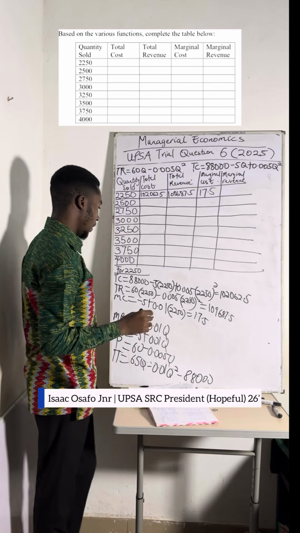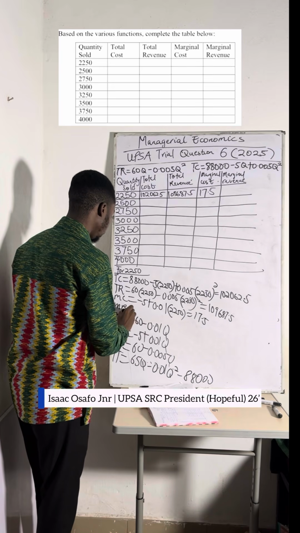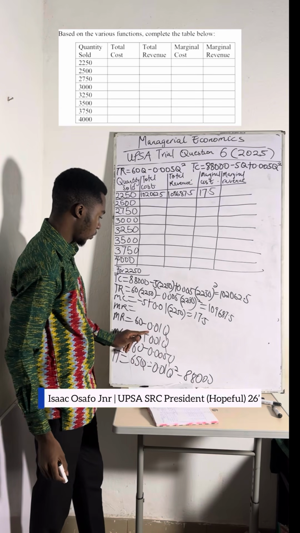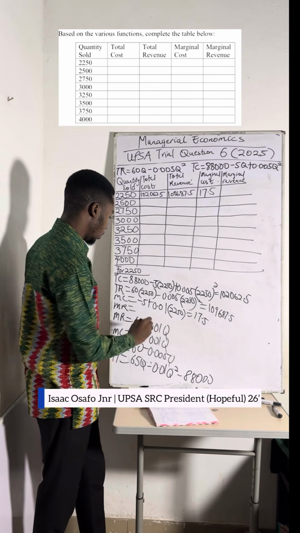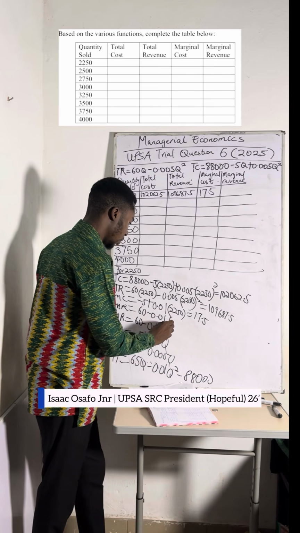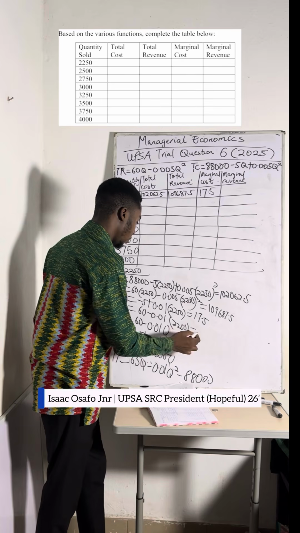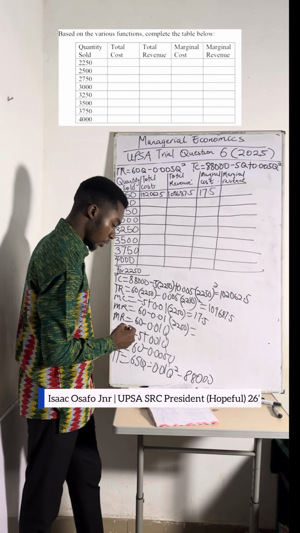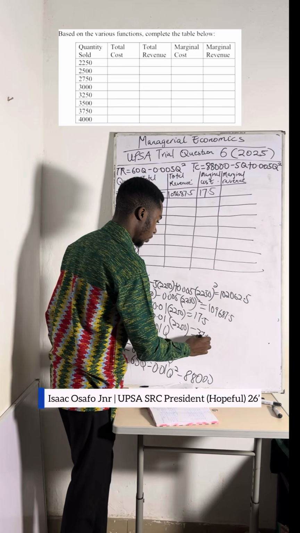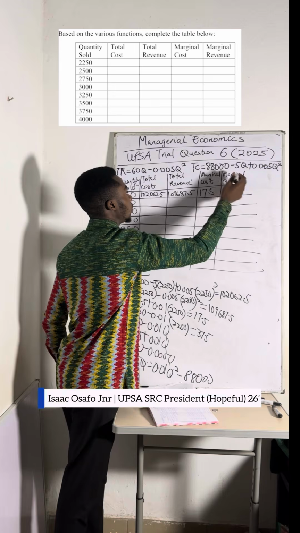Then the last one, which is the marginal revenue. For the marginal revenue too, we have the function here, 60 minus 0.01Q. And our Q is 2250. So when we punch all this on the calculator, we should be getting 37.5. So that would be the value for here. So it's as simple as that.